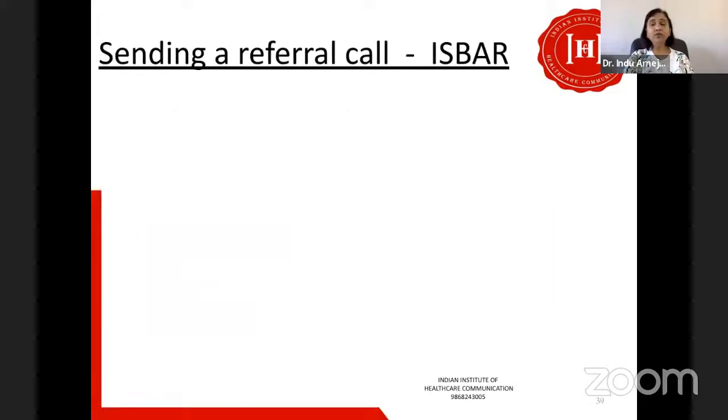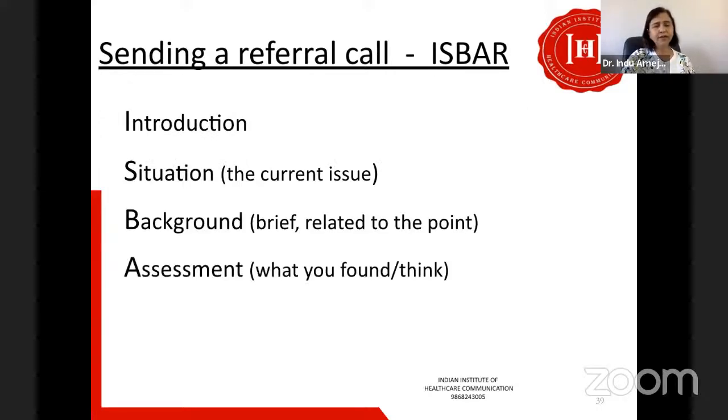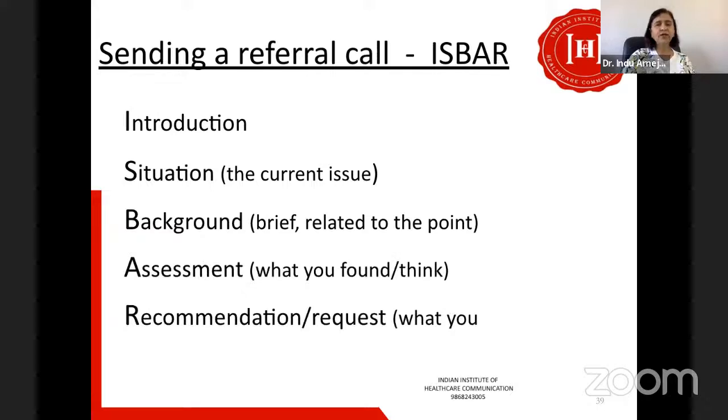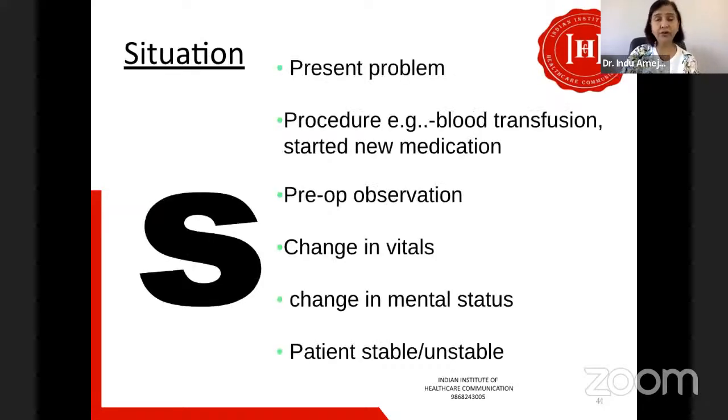Now, quickly have a look at ISBAR as a tool, especially for the referral call. ISBAR: I stands for introduction, S stands for situation, B is background, A is assessment, and R is recommendation. So introduction is about stating your name, who you are, especially if you're making a call. How will the other person know who is calling me? So you need to tell your name, you're a doctor or a nurse or whoever on duty, from which unit you're talking, from which ward you're talking, then about which patient you are calling. Patient's name, bed number, room number, ward, that needs to be part of the introduction.